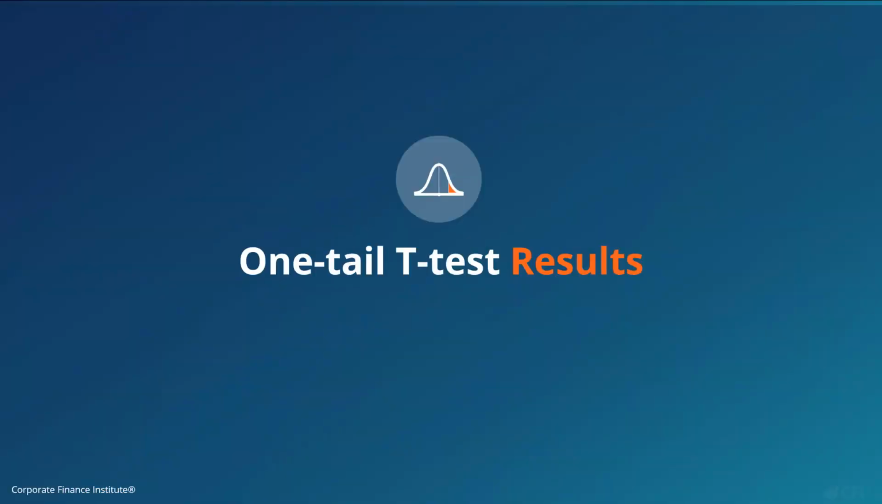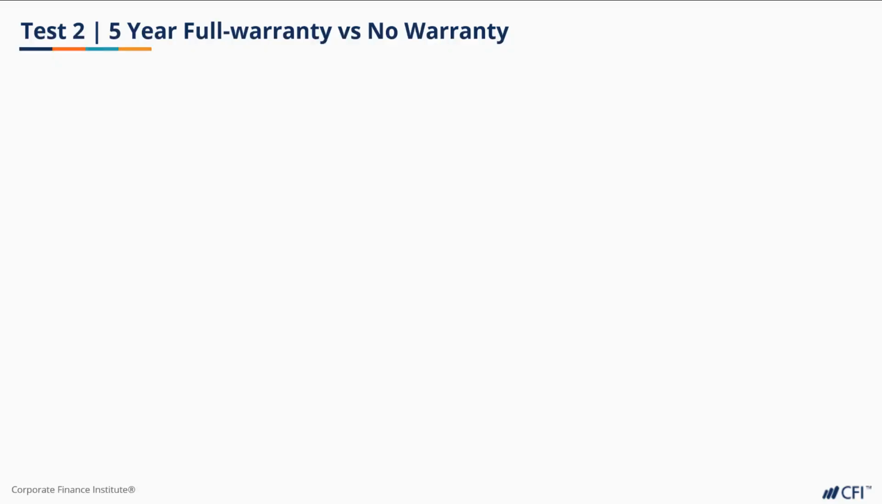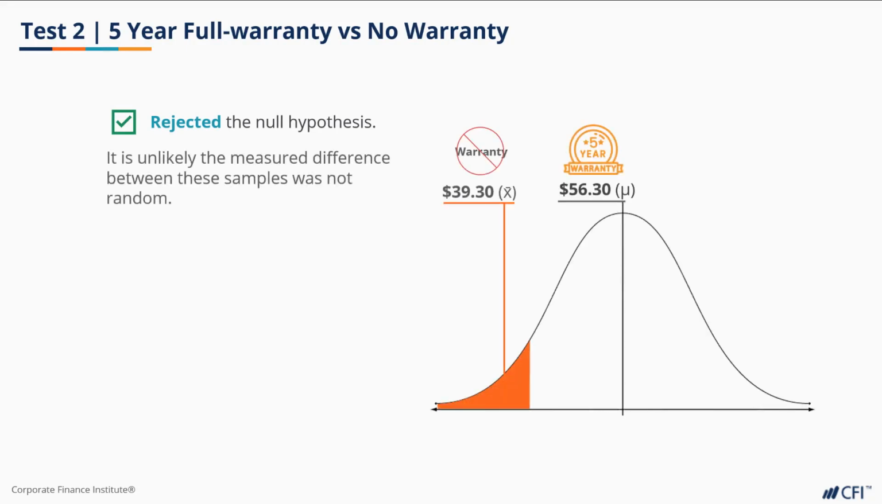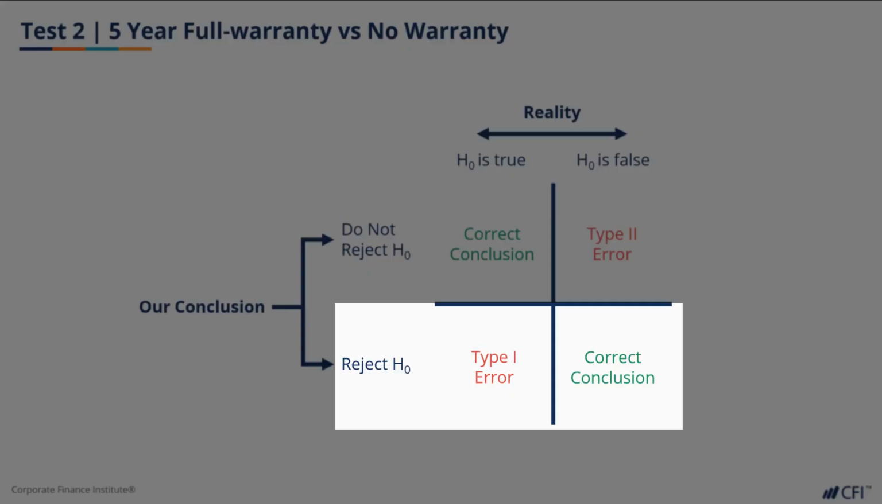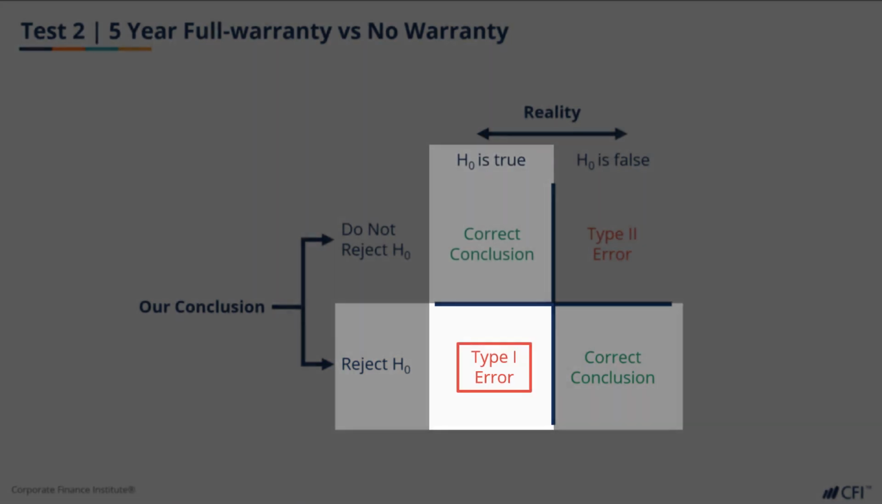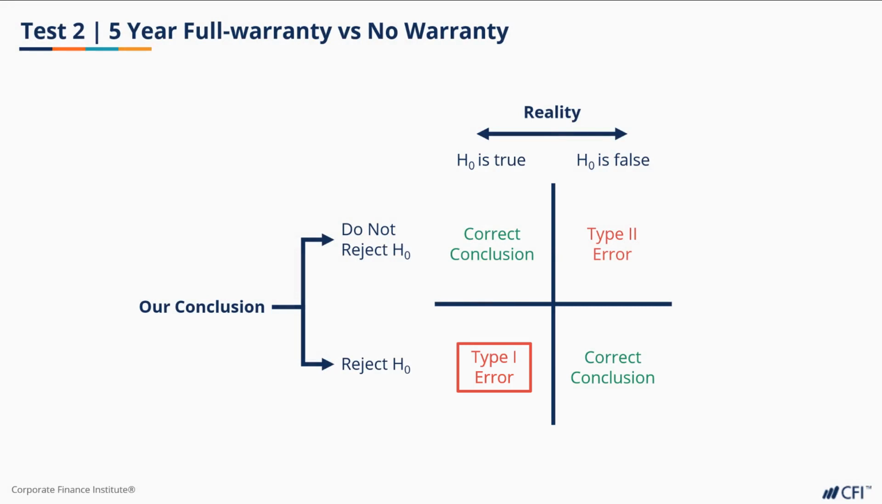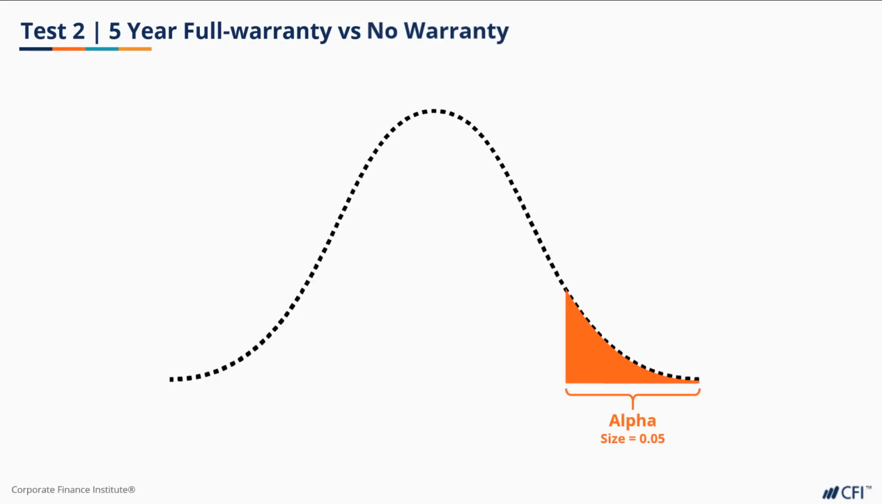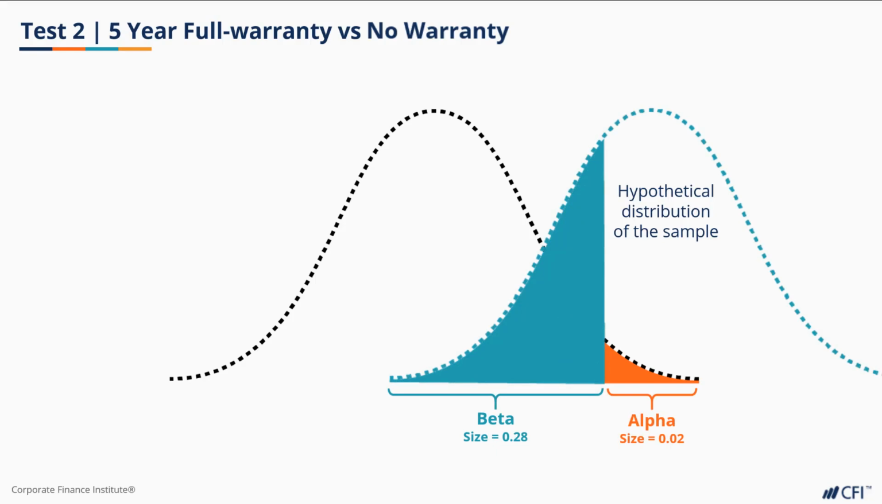In our second test, where we compared a warranty to no warranty, we rejected the null hypothesis. In this scenario, there is a chance of a different type of error occurring, which we call the type 1 error, or a false positive. A type 1 error occurs when we incorrectly reject a true null hypothesis. The odds of a type 1 error occurring are completely dependent on our alpha. The smaller our alpha, the less chance there is of a type 1 error occurring, though this does increase the odds of a type 2 error occurring.